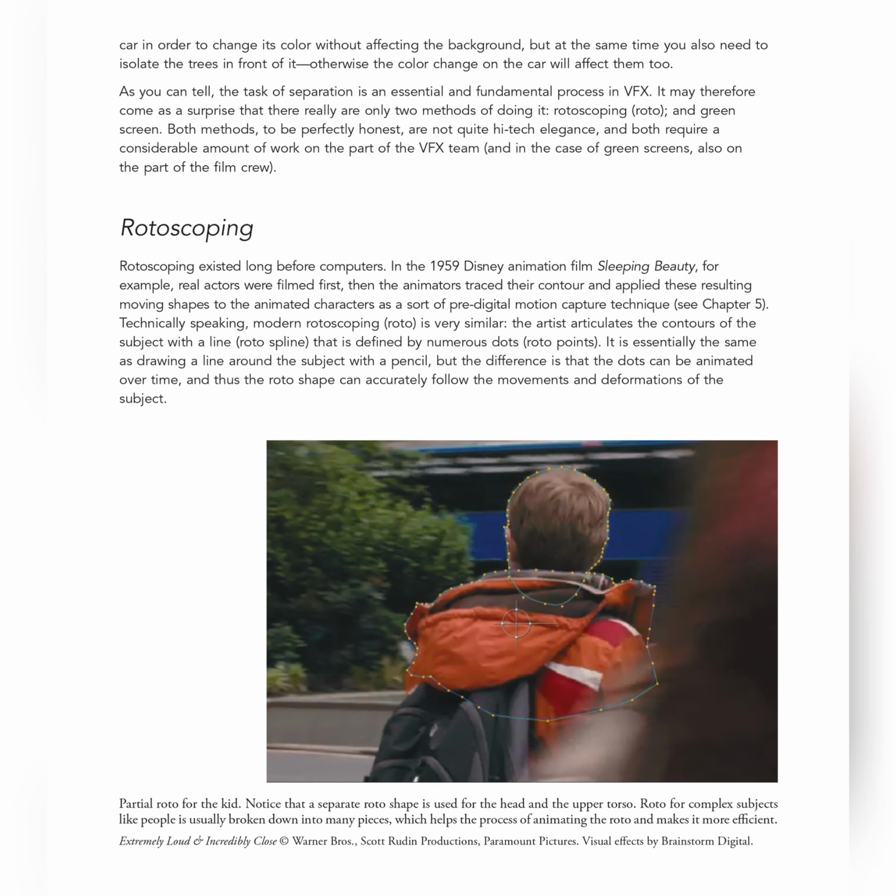The artist articulates the contours of the subject with a line, rotospline, that is defined by numerous dots, roto points. It is essentially the same as drawing a line around the subject with a pencil, but the difference is that the dots can be animated over time, and thus the roto shape can accurately follow the movements and deformations of the subject. Partial roto for the kid. Notice that a separate roto shape is used for the head and the upper torso. Roto for complex subjects like people is usually broken down into many pieces, which helps the process of animating the roto and makes it more efficient.